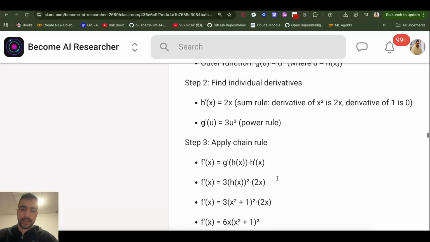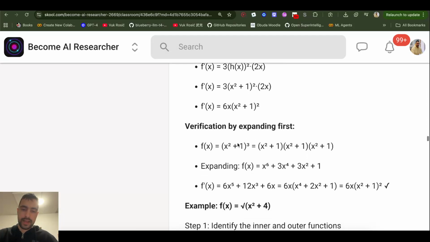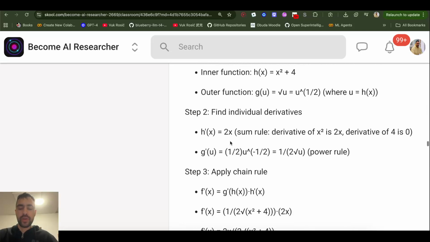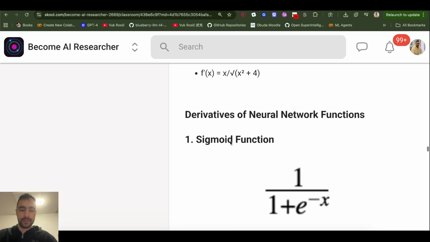So these things just require practice and careful reading. But this is very important. This is the chain rule. This is how we calculate gradients and how neural networks learn.